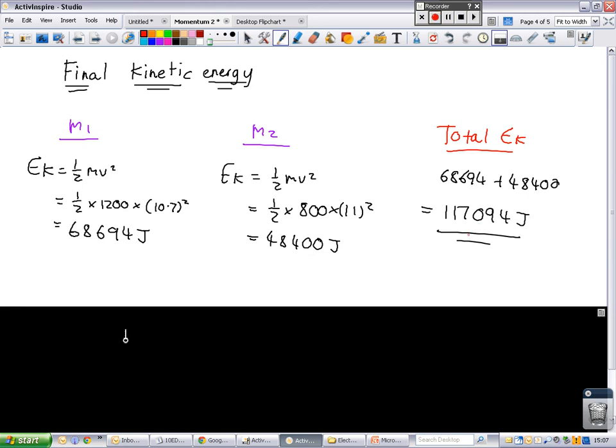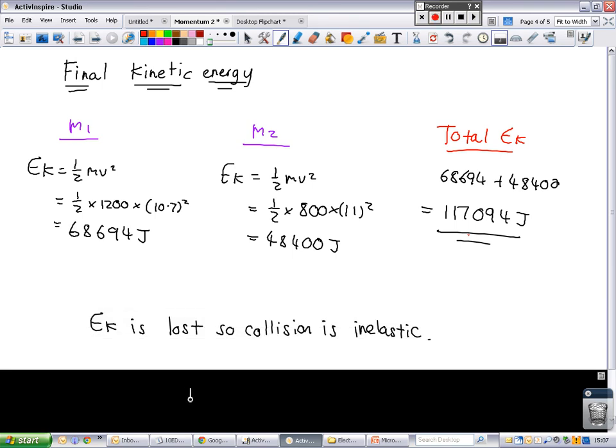Kinetic energy is obviously lost, so you need to make a final statement there to say which type of collision it is. It's inelastic. It's inelastic because kinetic energy is not conserved. Kinetic energy is lost, not conserved, just means that some of it has gone missing somewhere. That's one way that you can do it.